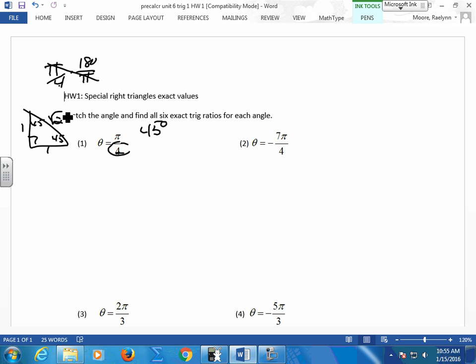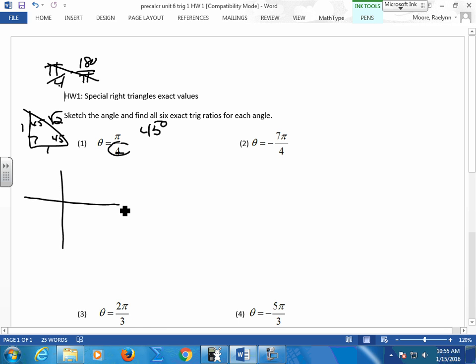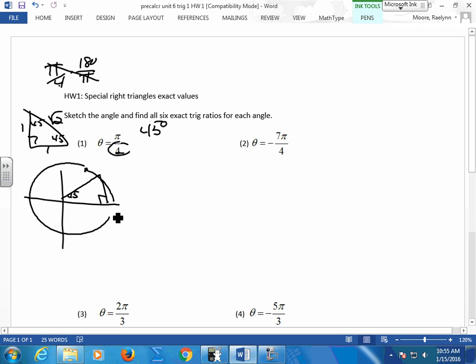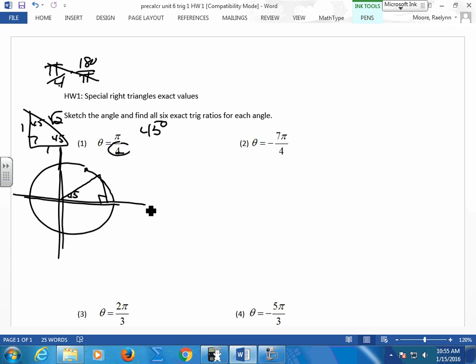Now, pi over 4 means I'm in the first quadrant. As I open my circle, I opened 45 degrees right here. So I'm going to put this triangle onto my XY axis. This is a circle that came all the way around, superimposed on my XY axis, which is going to help us get the positives and negatives. So I know my triangle, 1, 1, radical 2.